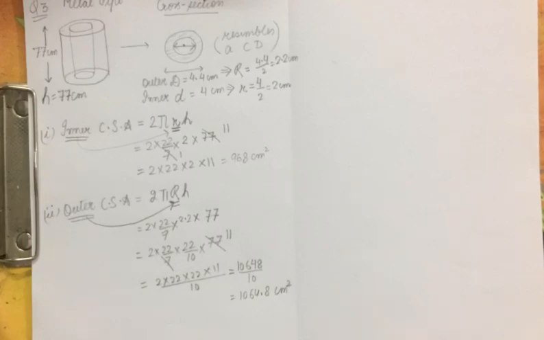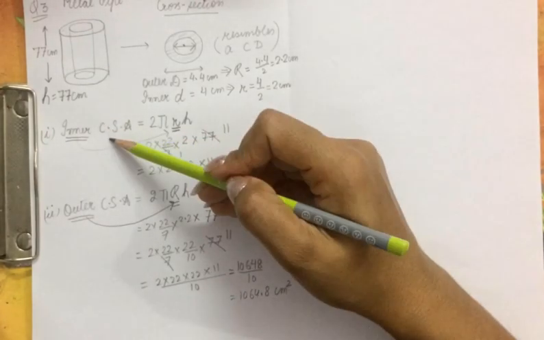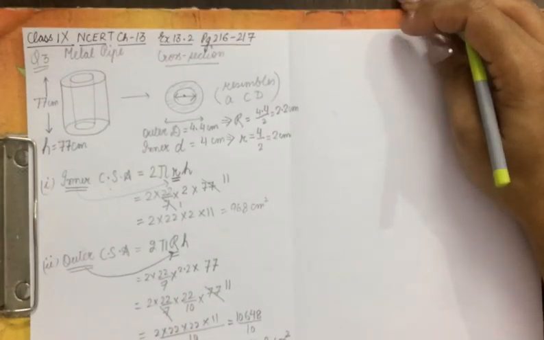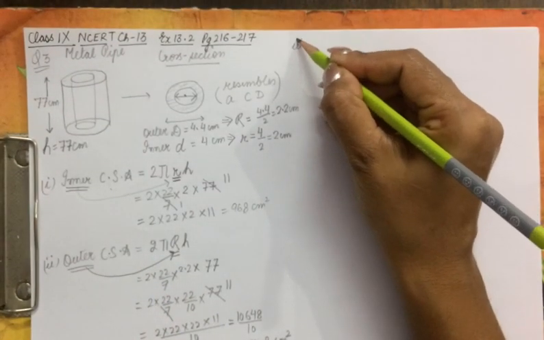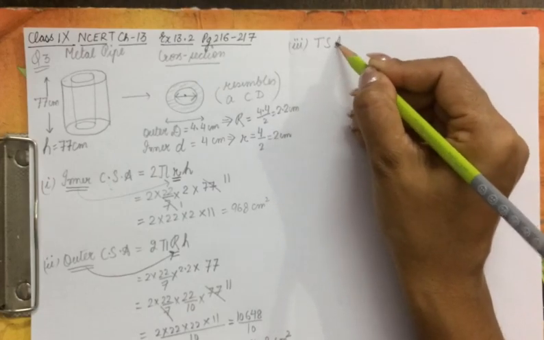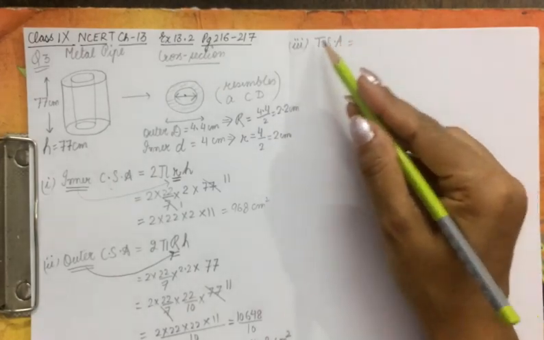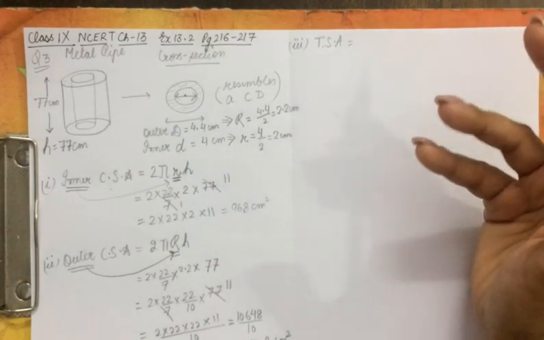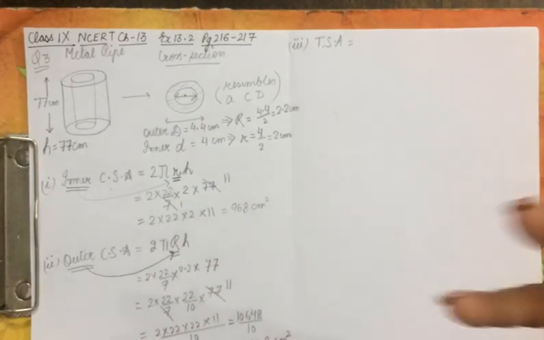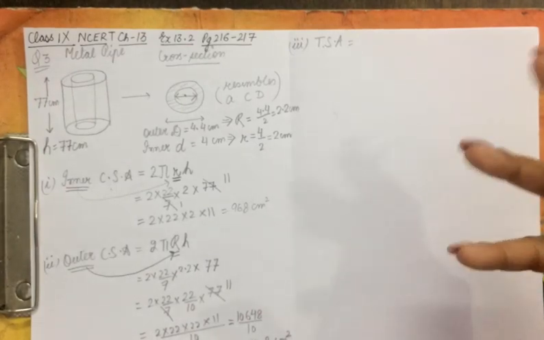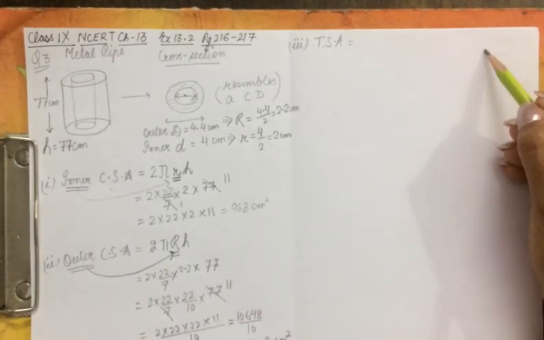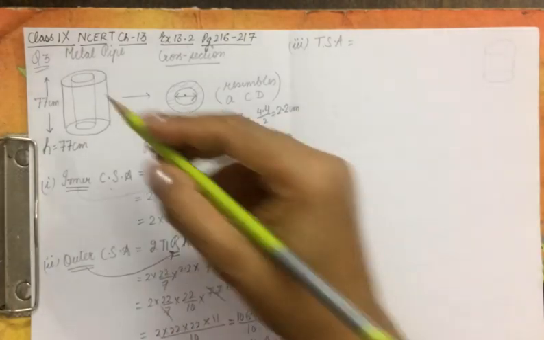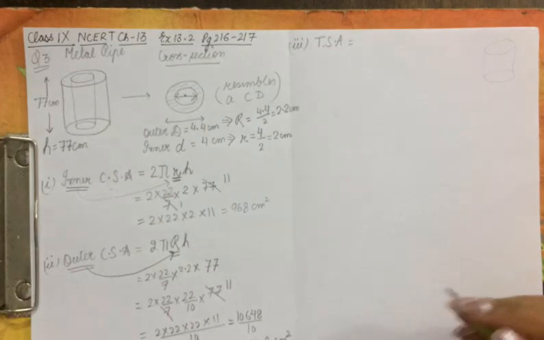So we have obtained the curved surface area for the inner cylinder and the outer cylinder. The third part, which is the most important part, you have to find out the total surface area. Now to find out the total surface area for this pipe, we shall not be using the formula that we usually apply to find out the total surface area of a cylinder, because usually our cylinder is made up of just one cylindrical shape. There is not a second cylinder present inside.